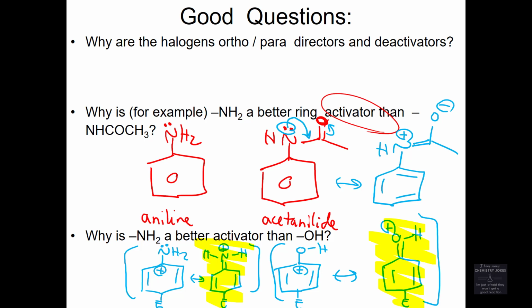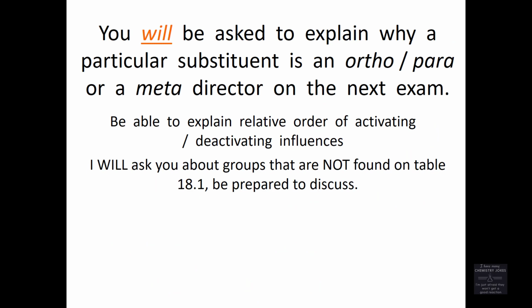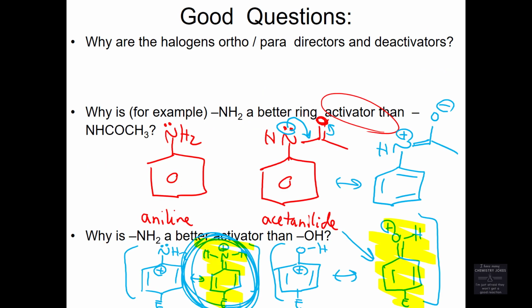So this one is better, more stable than that one. So because of that, NH2 is a better activator. Less electronegative means better at donating, right? Less selfish. Okay. You will be asked to explain why one thing is an ortho, meta, para director. Why? And why usually means drawing resonance. You must be able to explain relative order, like those two questions we just asked about.